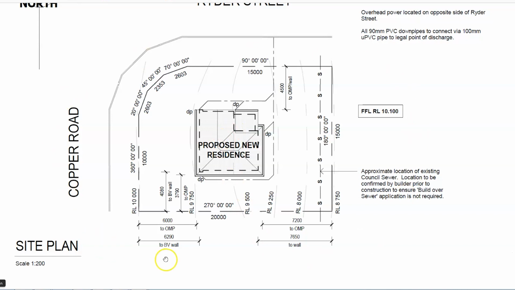And that is all that we need to cover in this video. We've gone over the RLs of the finished floor, the RLs of the datums and the contour lines. We've gone over our boundary lengths and our boundary bearings, and we've gone over our setbacks. The next video will look at physically setting this house out on a block of land.